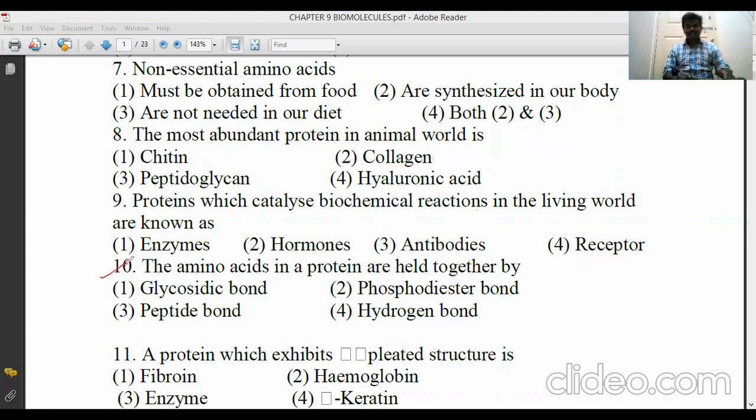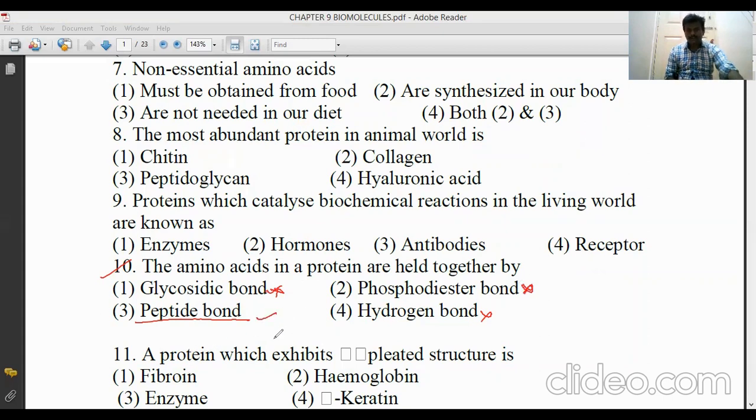Next, the amino acids in a protein chain are held together by peptide bonds. Among the four options, the glycosidic bond is not located between amino acids in a protein. It is formed between two monosaccharides, that is, two sugar molecules. The phosphodiester bond is formed in nucleic acids, DNA or RNA, between the phosphate and the hydroxyl group of a sugar. So it is a wrong option. The hydrogen bond is not it either.